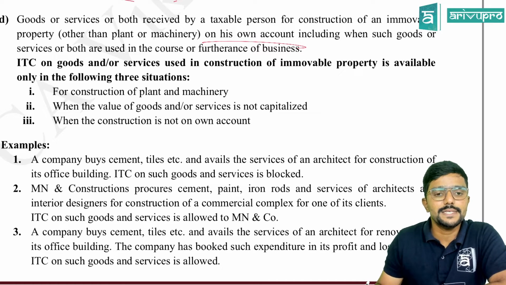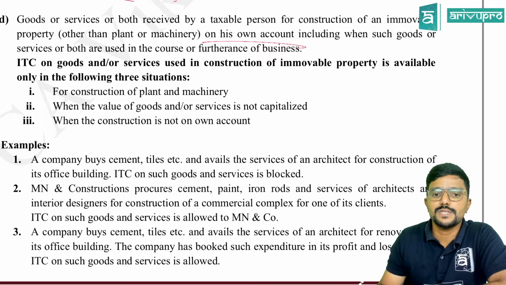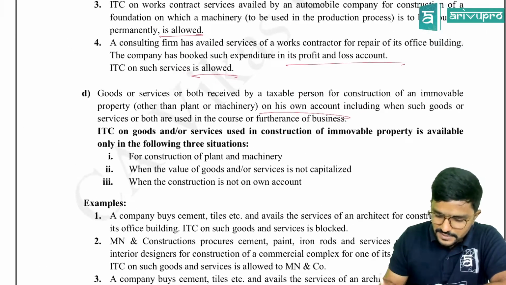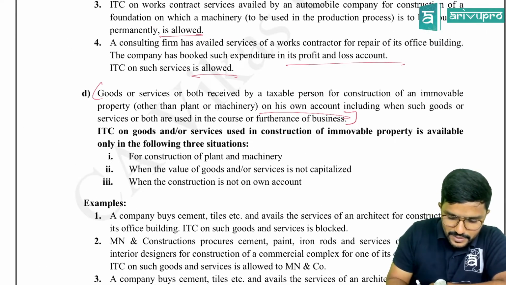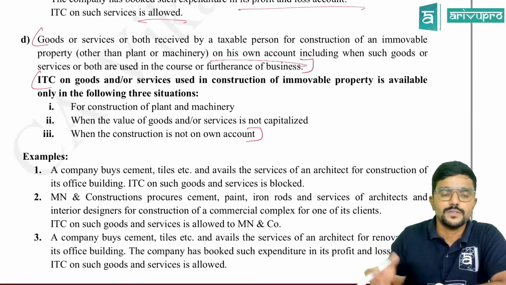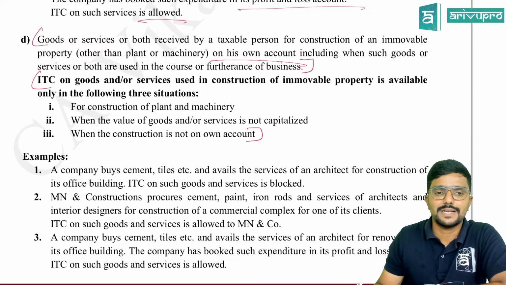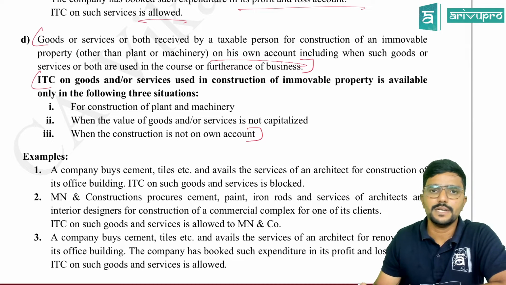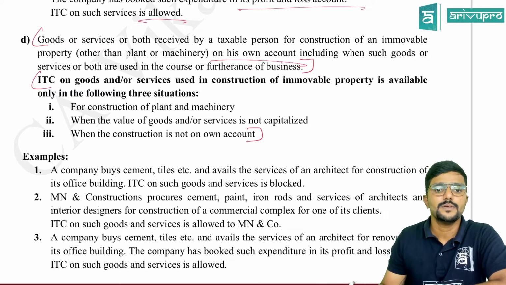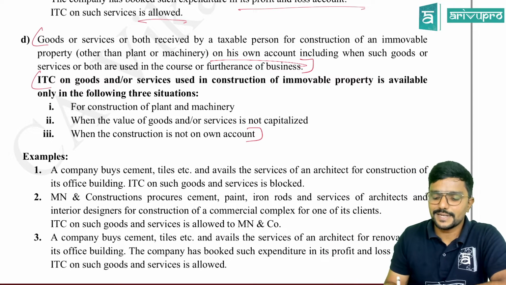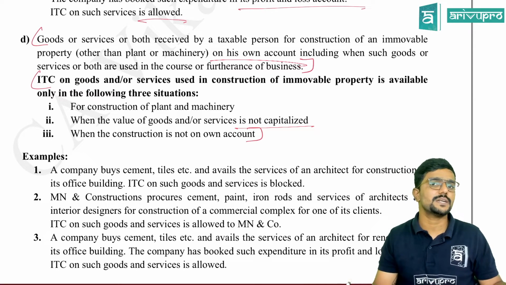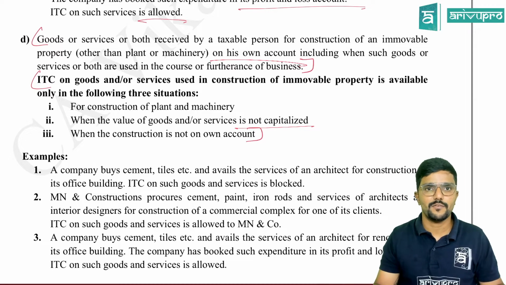Next, ITC on the goods and or services used in the construction of immovable property is available in the following cases. Okay, only this much is given in clause D. Whatever is given later is an explanation. So credit is available in the following situations. For the construction of plant and machinery, credit is always available, whether it is on your own account or not. When the value of goods or services is not capitalized, meaning whatever goods and services you have purchased, if you have treated it as a revenue expenditure, you can claim a credit of it.